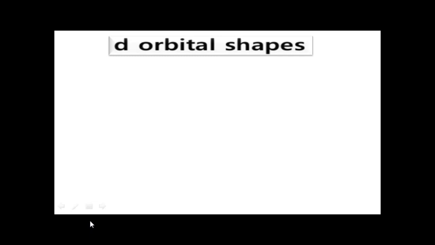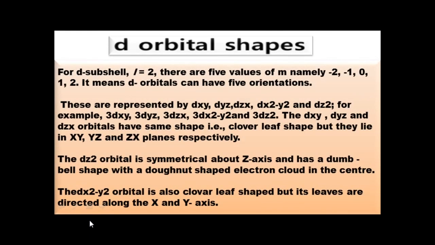The next one is the d orbital, the shape of the d orbital. For the d subshell, L equal to 2, that is the azimuthal quantum value L equal to 2. What is the m value? The m values are minus 2, minus 1, 0, plus 1 and plus 2. That is 5 values. So it can have 5 orientations.